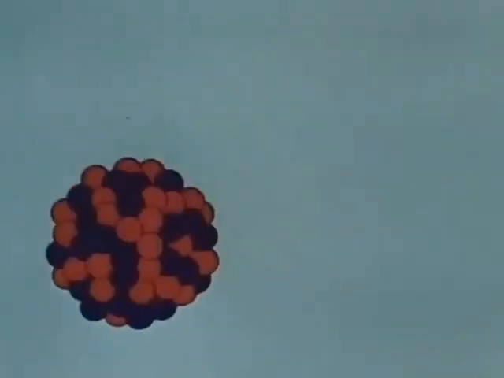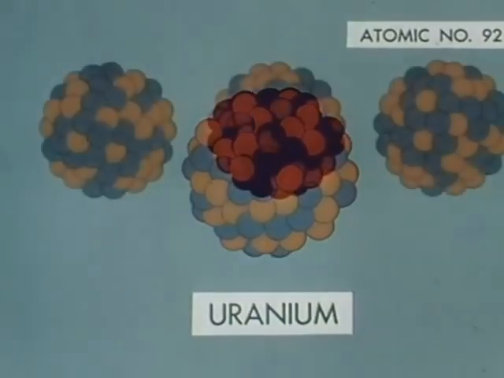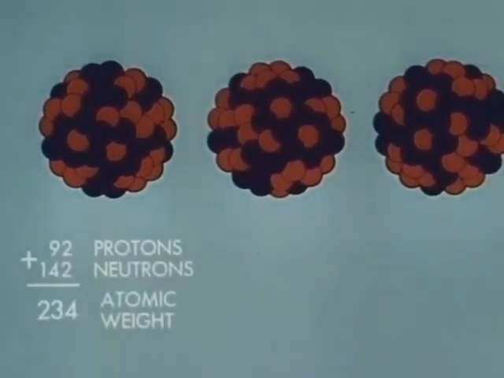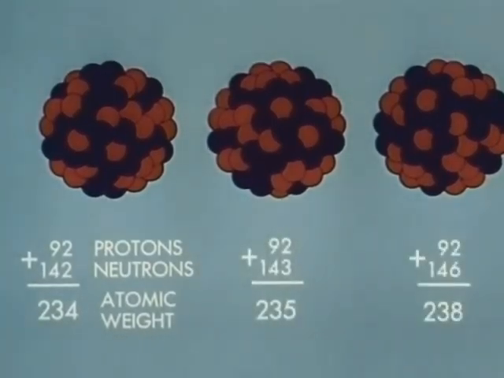At the top of nature's ladder is the most complex atom, uranium, with an atomic number of 92. Naturally occurring uranium has 3 isotopic forms, with atomic weights of 234, 235, and 238.